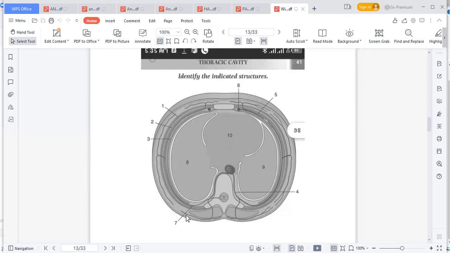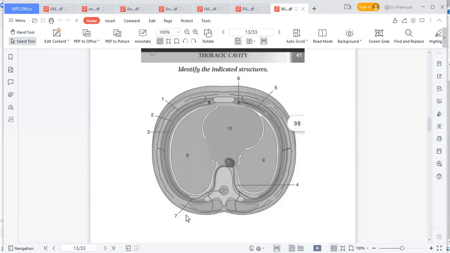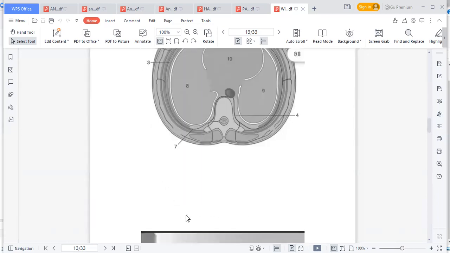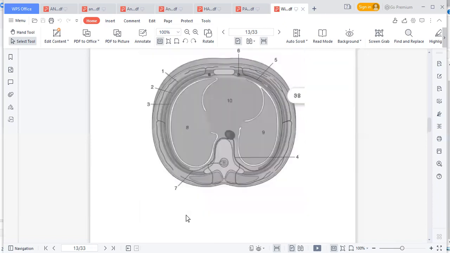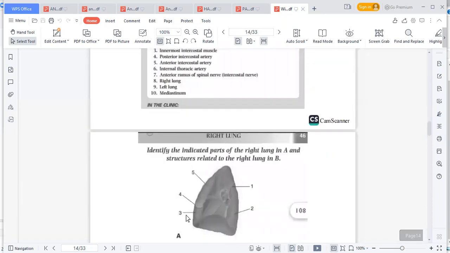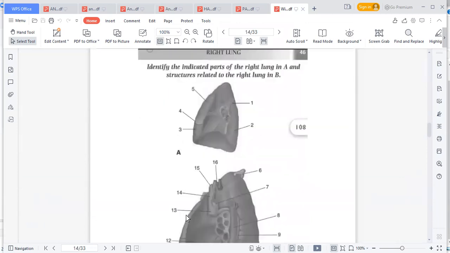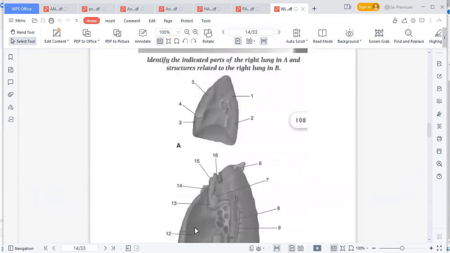Number 9 is the left lung. Number 10 is the mediastinum. This one will come, 1 up to 10, whether you like it or not. Question 41 will come. That one, it will come. The answers are there, so go through it. I don't want to hear that. No, this one was this. No, we didn't do this one. Even this one will come.